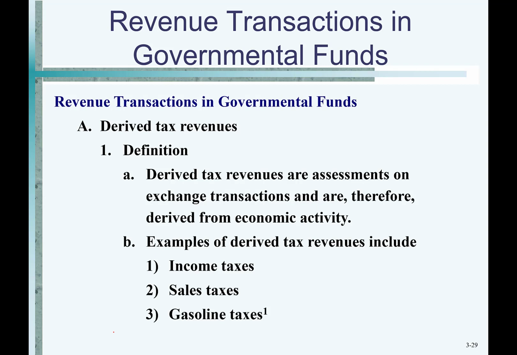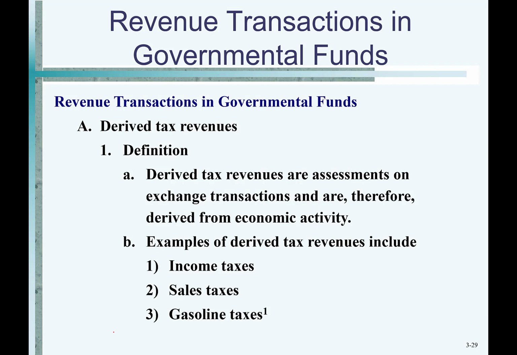If you sleep on this stuff, you're going to sit there and not understand what is going on. So, the derived tax revenue does what? It derives its value from some sort of underlying transaction. So, what's the underlying transaction that drives income taxes? Yeah, the earning of the income, the working. What's the transaction that underlies sales tax? The sale. What's the transaction that underlies gasoline taxes? The sale of the gasoline. So there's an underlying transaction that drives that revenue, isn't there?